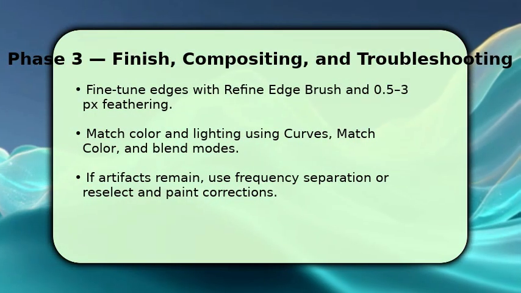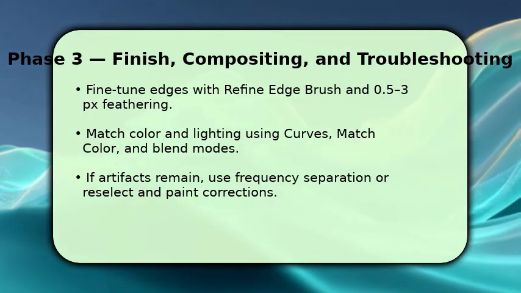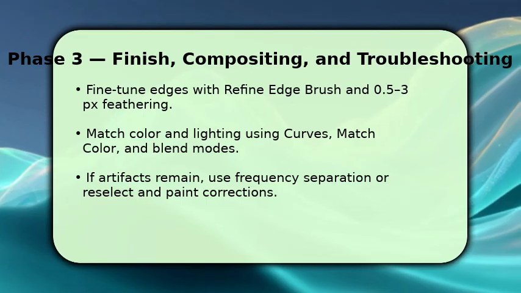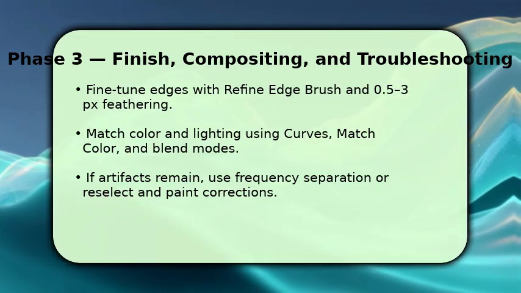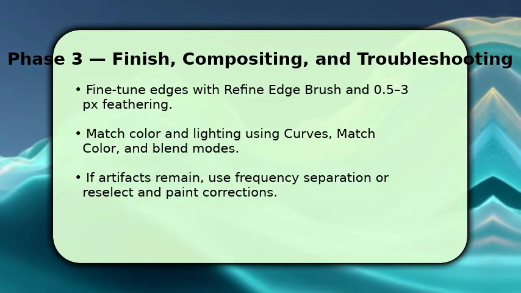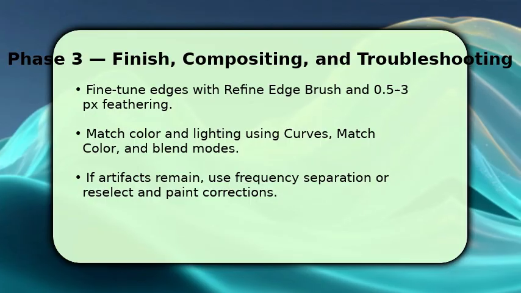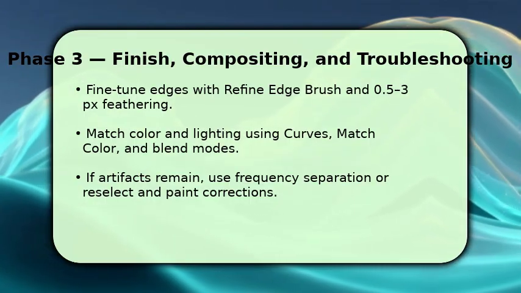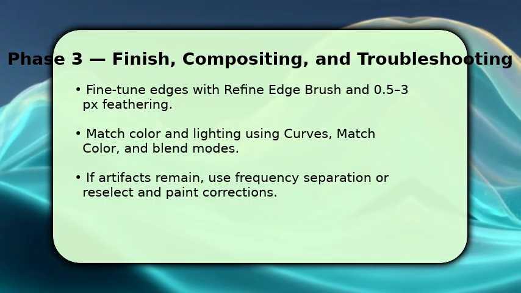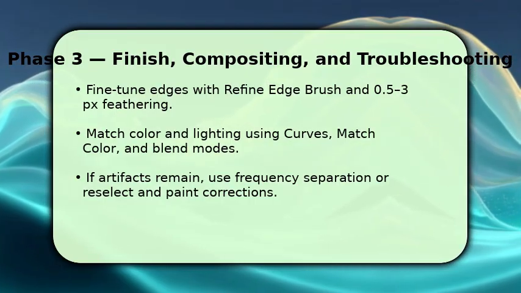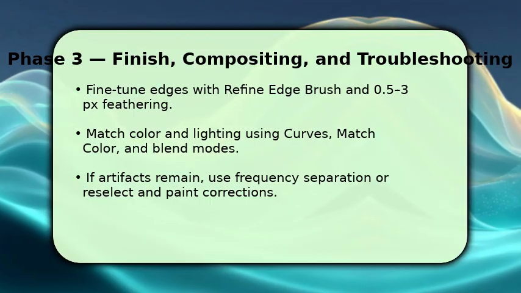Place your separated elements back into the composition, matching scale and perspective so they read as part of the same photo. Use Transform and Warp sparingly. Make color and tonal corrections with curves and match color so edges blend. Use blend modes to integrate shadows or highlights. For stubborn artifacts, apply frequency separation or paint in missing detail with a sampled brush.